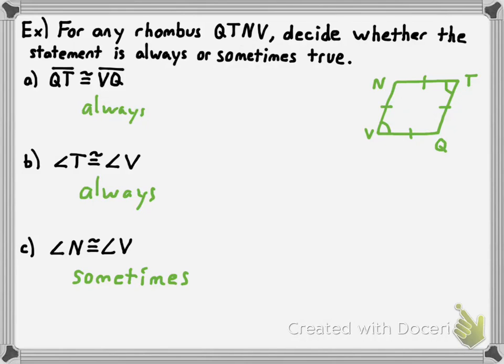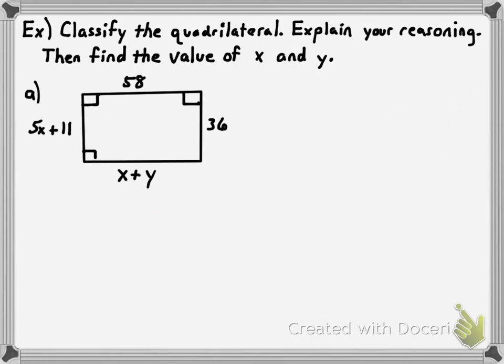Easy enough to use these properties, right? Let's do another pair of examples here. In these examples, I'm going to give you two of them. Classify the quadrilateral, explain your reasoning, and then find the value of x and y. All right, the classification part should be easy. I didn't try to fool you with the drawings here, but we want to make sure we use the properties shown, not just the way that it looks to classify.